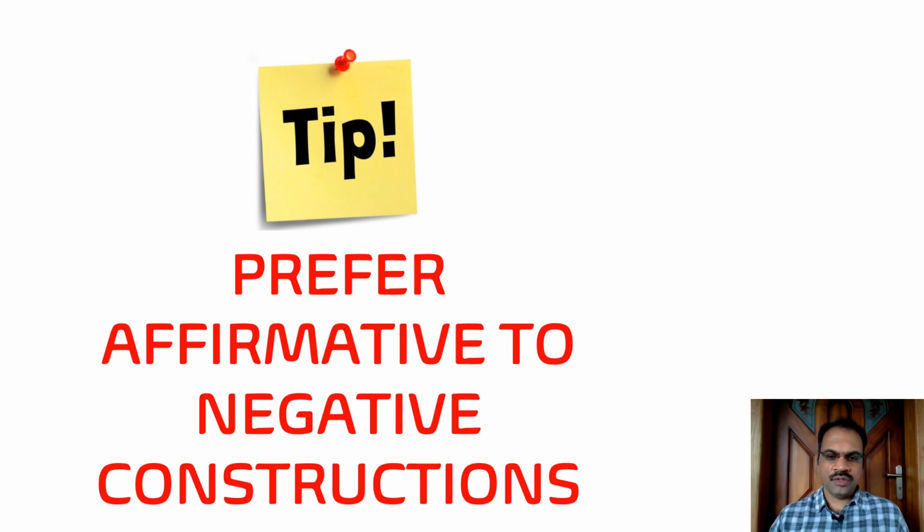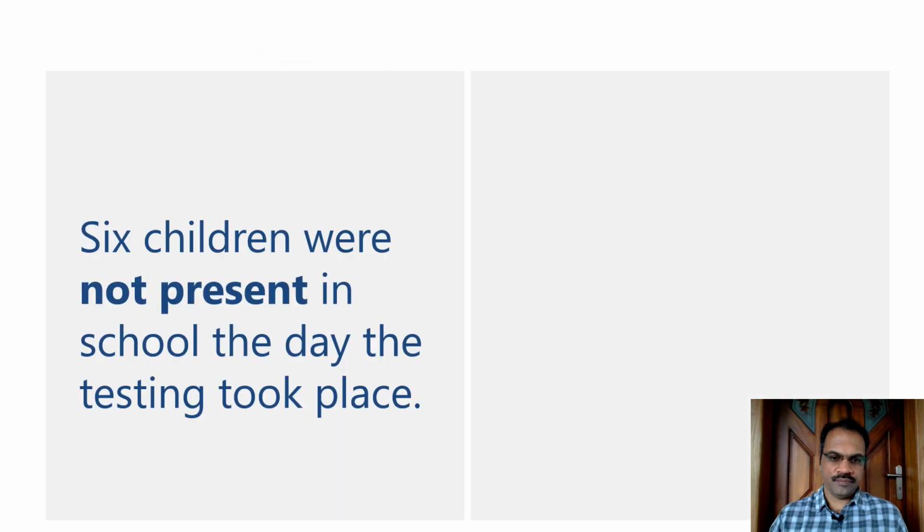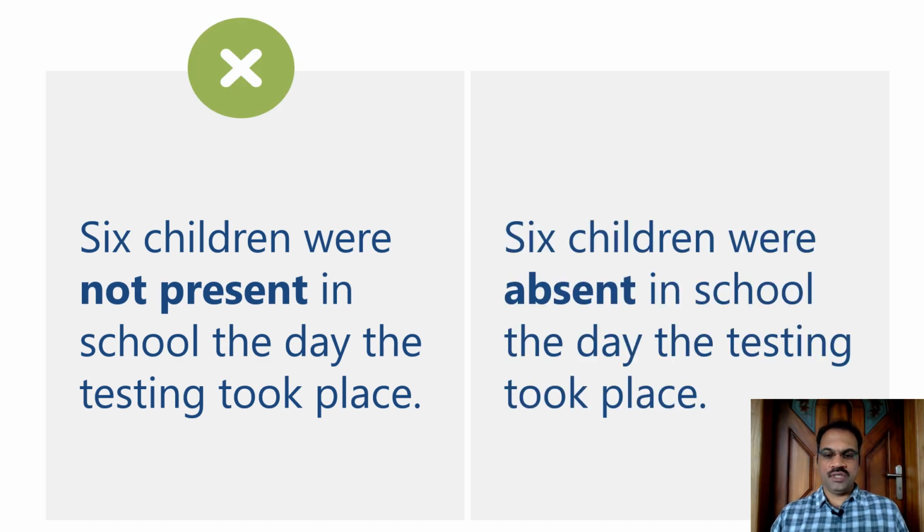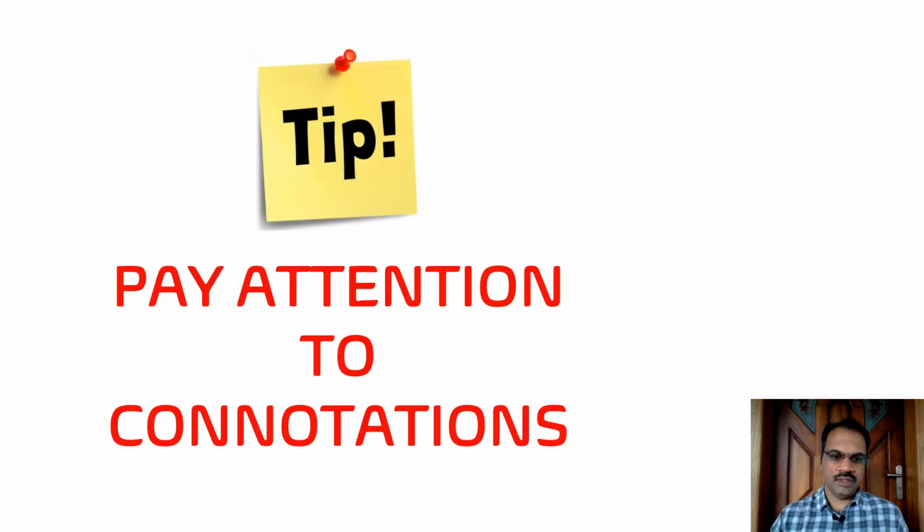Prefer affirmative to negative constructions. Again, it will be clear to you once we discuss an example. 6 children were not present in the school the day the testing took place. Not present, that is a negative construction. You have used not. It would have been better if the author said absent. Again, you saved one word there, and also the meaning is clearer here. So prefer these affirmative constructions instead of these negative constructions where you have to say not separately.